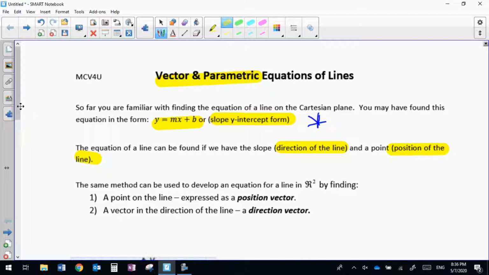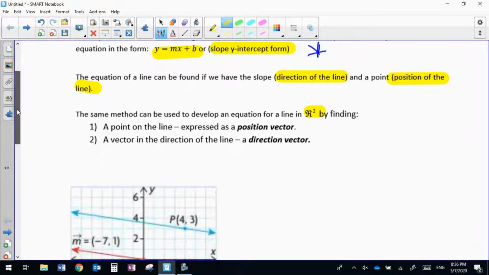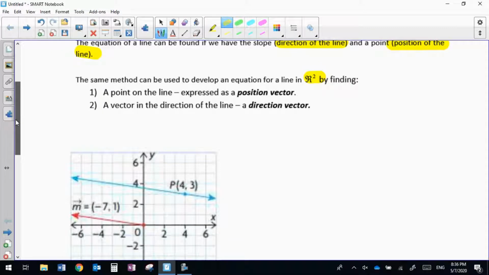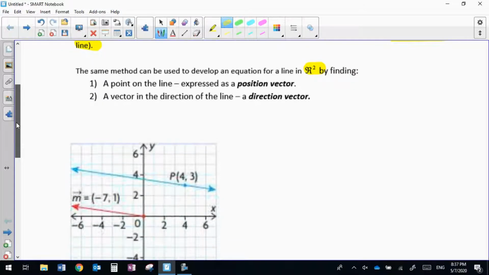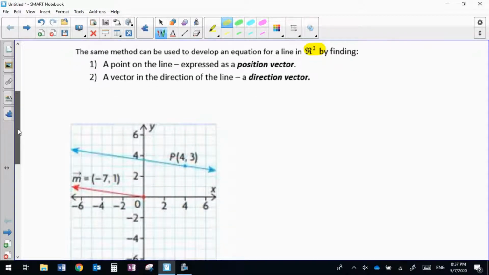We're going to start in 2 space, and it's going to be a little confusing because it is different than something you've learned before, but then we're going to be able to use that to talk about lines in 3 space or in 3 dimensions as well. Now sometimes the notation R2 is used for 2 space. So what we're going to do is we're going to talk about a point on the line and a vector that has the same direction as the line, or what's called a direction vector.